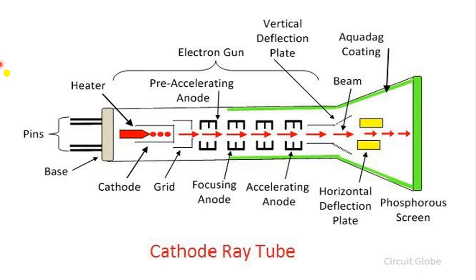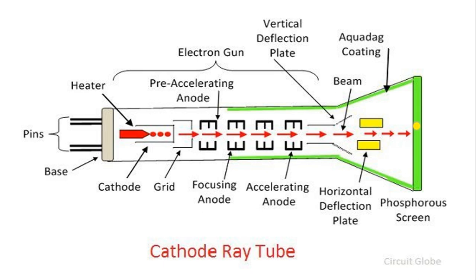In the previous CRT video, we learned that when we provide some voltage or current to the pins, the heater heats up and produces electrons, and the cathode emits them. The electrons come and strike the phosphorus screen. Where the electrons strike, the glow comes, the phosphorus screen illuminates, and the image is produced on the screen.